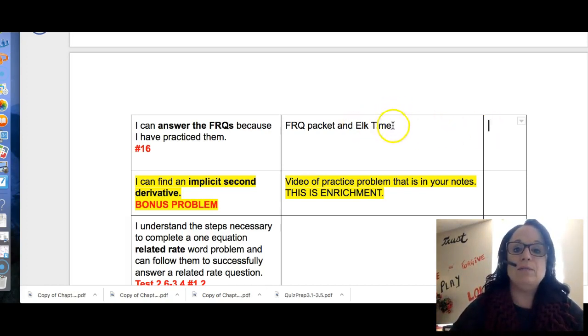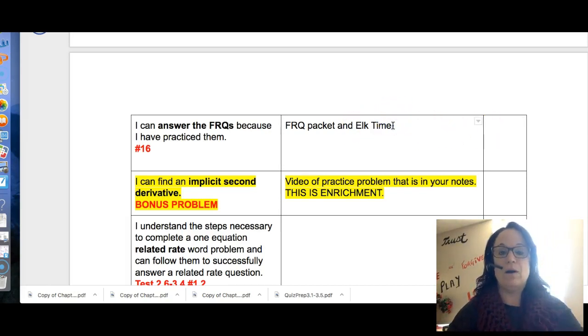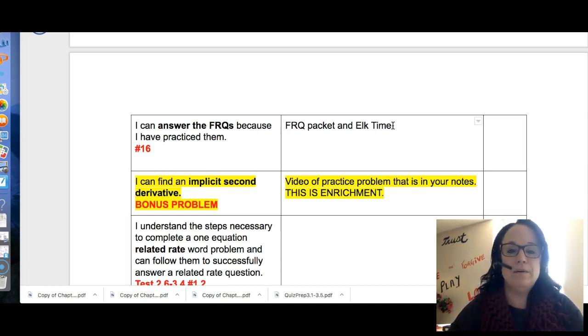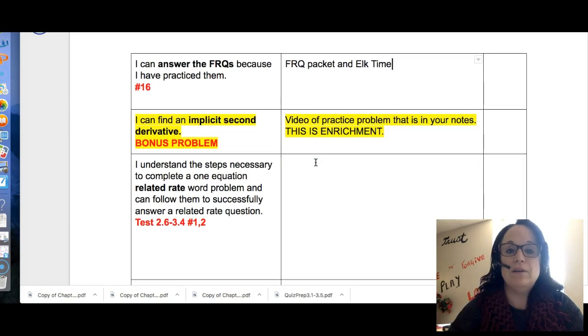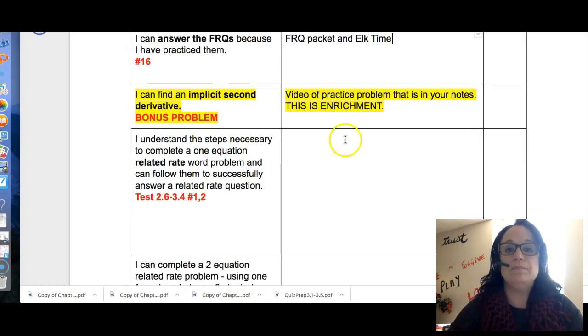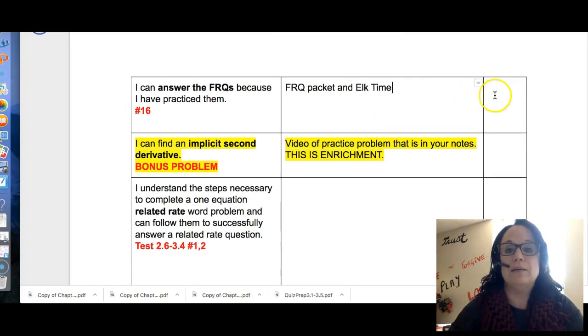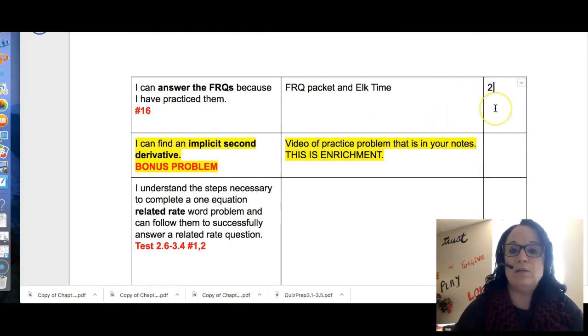All right, I will be doing some of those in elk time on Tuesday or Thursday. I'll have to get back to you on that. But there will be 4 forms of the test, and you don't know which one you're going to get, but they'll each have a different FRQ on it. So know that. If you haven't looked at them yet, you might want to mark it like that and come back later and cross it out once you're at a 3 or 4.